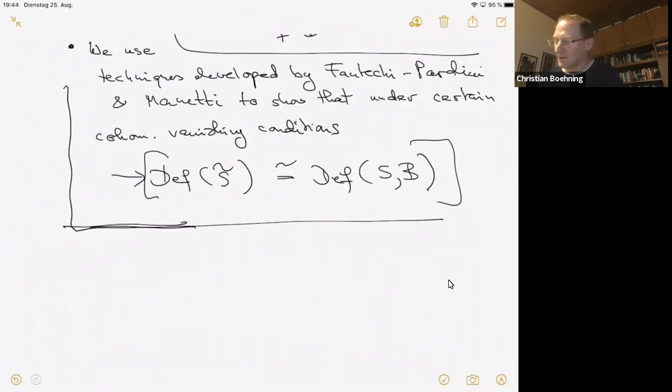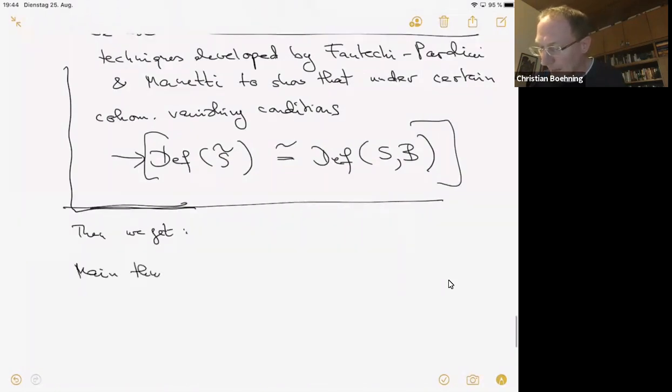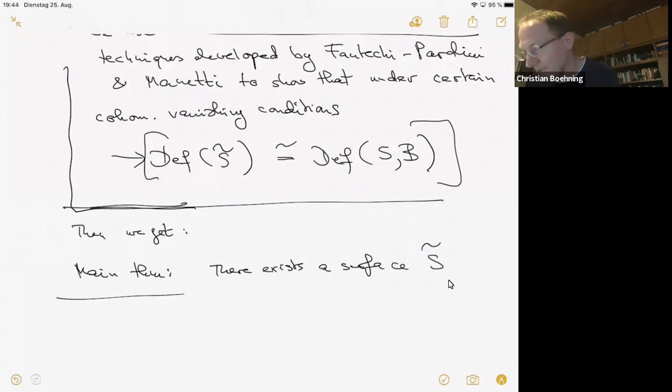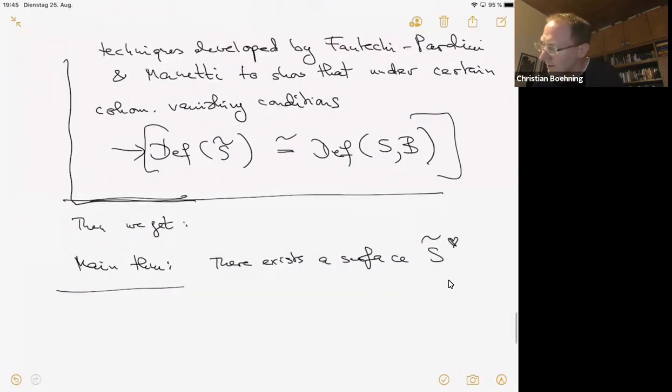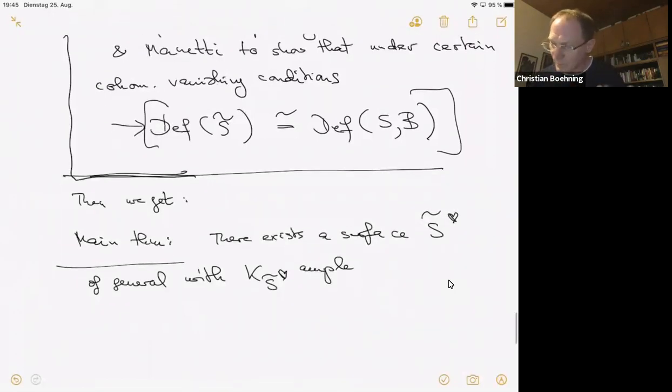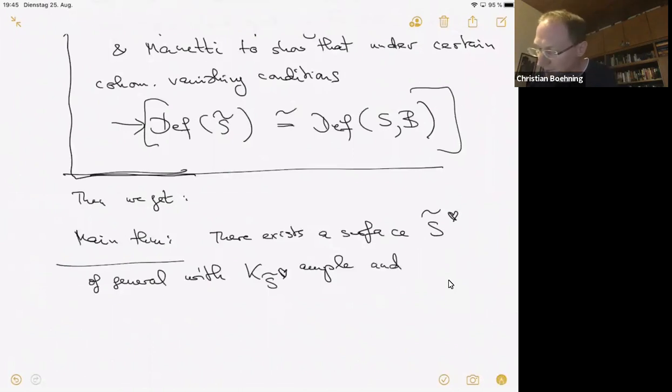Okay, so once we have this, then we get our main theorem. There exists a surface S tilde, maybe let me also call this S tilde hat, because it's ultimately produced from this line arrangement L hat, of general type. And we also have to compute that its canonical is ample. We do this using essentially the Nakai-Moishezon criterion. So this can be done by computation, and the Kuranishi space is a non-reduced point.